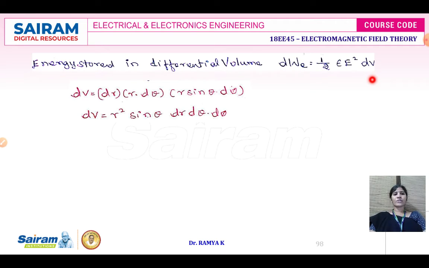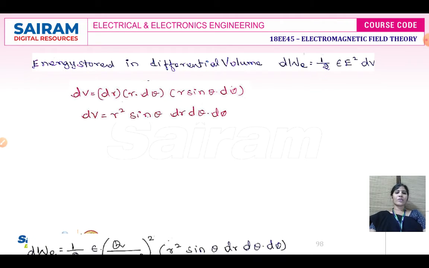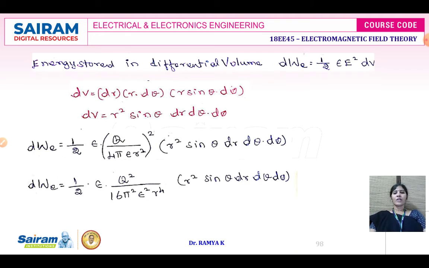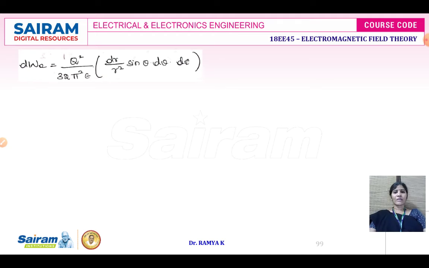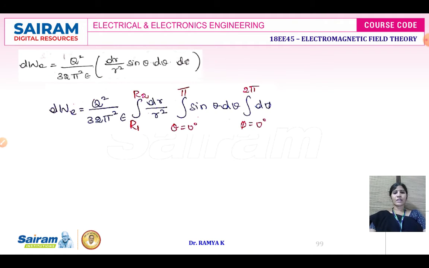Since we are going to use a spherical charge, we have dV equal to dr, r d theta, and r sin theta d phi. This is the differential elemental length along your phi axis. Substituting the value of dV in this equation, we will get dWE is equal to half epsilon, this is going to be the value of E square, and this is going to be the value of dV. Once it is done, we get the value of your differential energy.